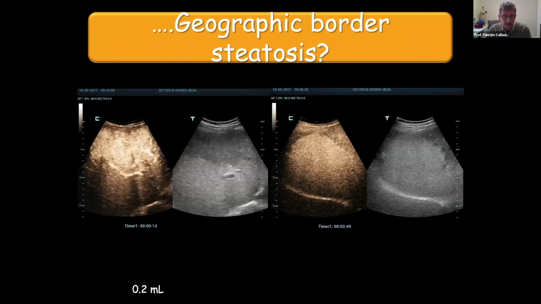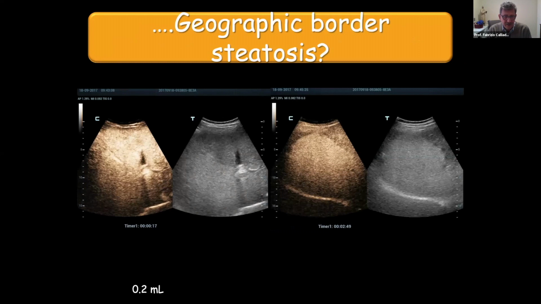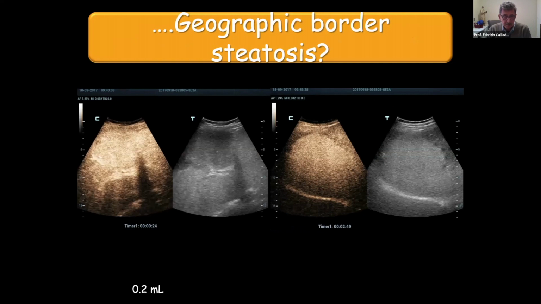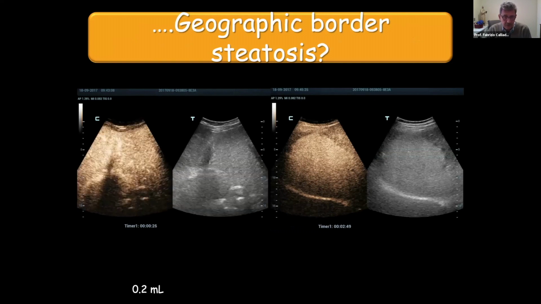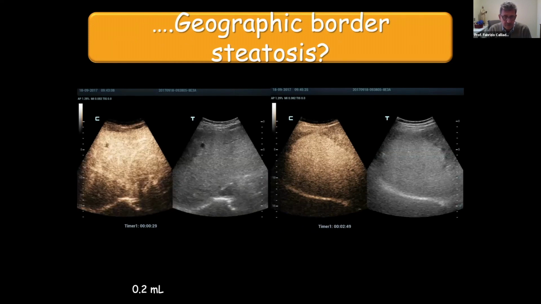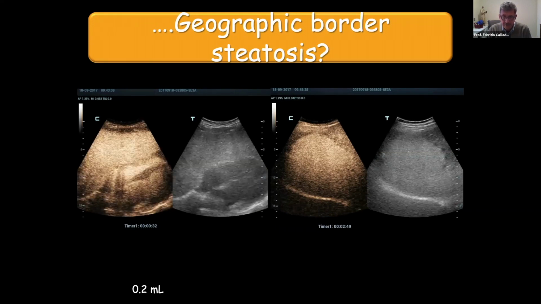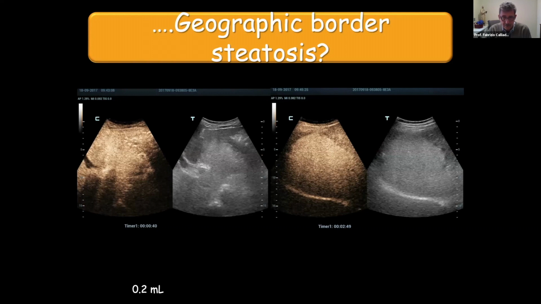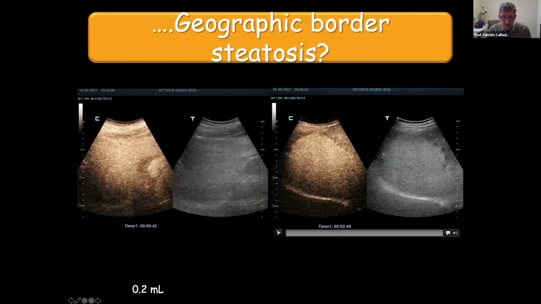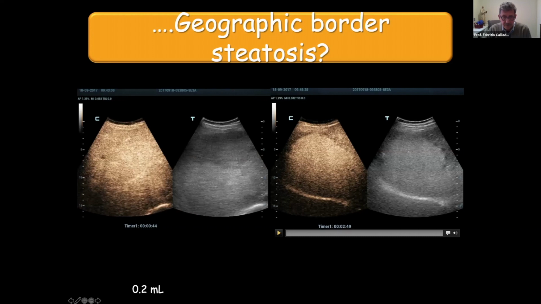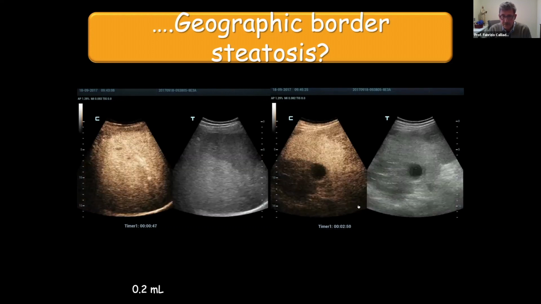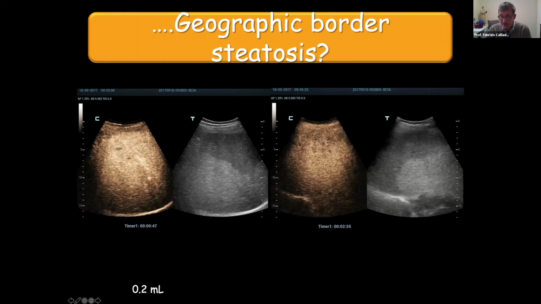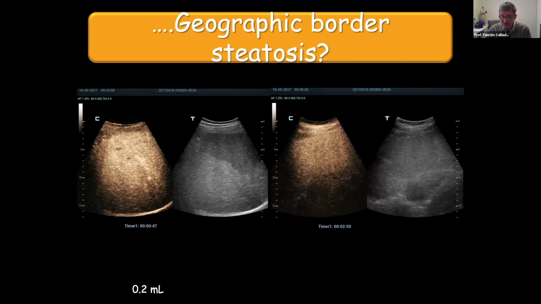contrast, and you see this portion is receiving an incredible amount of contrast in the arterial phase, and in the portal phase all the liver is similar, but at 2 minutes, small cyst there. At 2 minutes, there is a washout of this portion of this lesion. So no geographic border, unfortunately, because this is not the behavior.